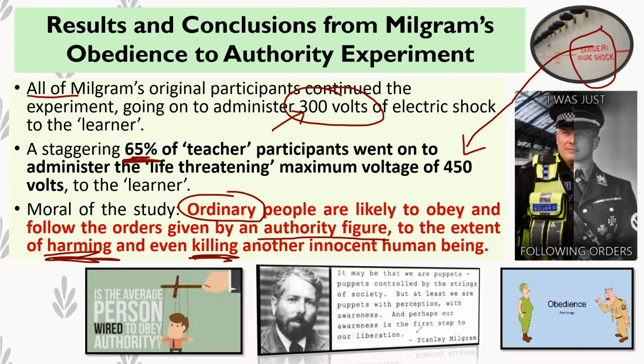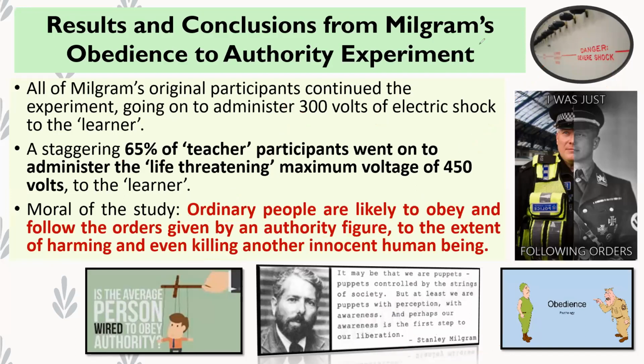Stanley Milgram explains this a little more with his quote: it may be that we are puppets, but at least we are puppets with perception, and puppets with awareness. And perhaps by having that awareness of what we're doing, we can free ourselves or liberate ourselves to do what we think is right, rather than just doing something that everyone else is doing, or something that might harm someone. So that's the basic results and conclusions that we can draw from Milgram's study there.